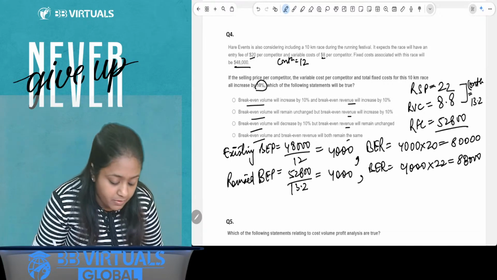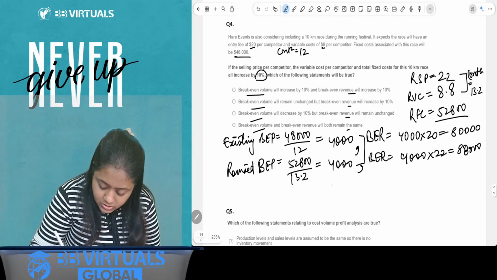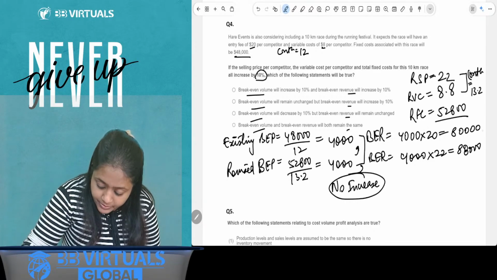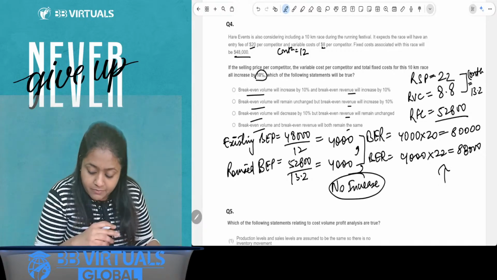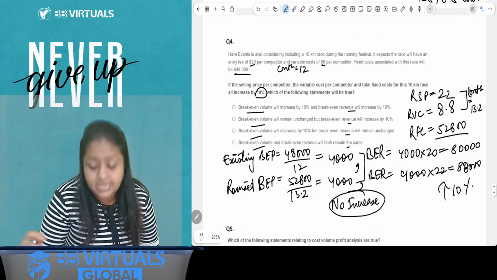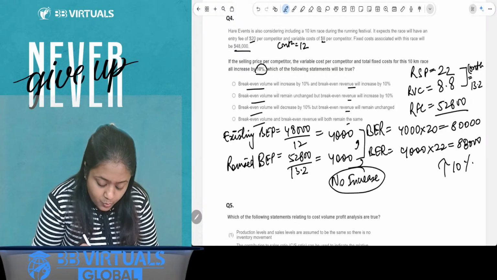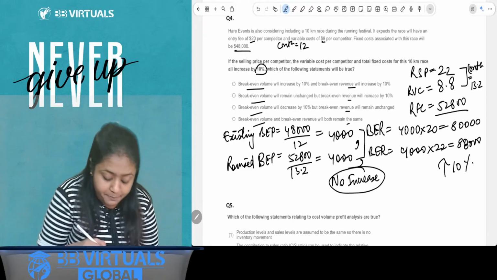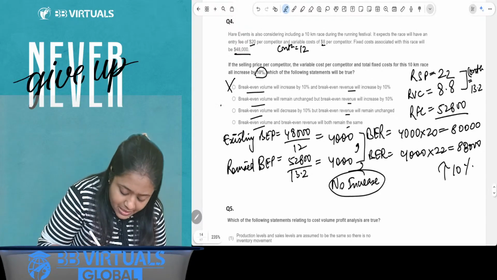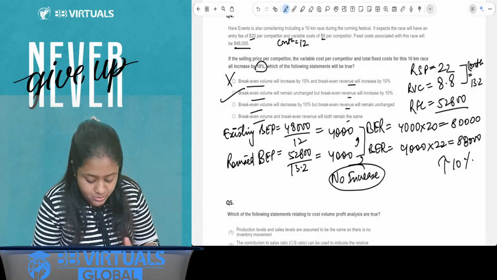Okay, so we have got the break-even point and break-even revenue. Now just see what is the increase in volume. So there is no increase in volume. And what is the increase in break-even revenue? Let's do 8,000 divided by 80,000 multiplied by 100. 10% increase in revenue. Now just see which option gives you this correct answer. Break-even volume will increase by 10%? Wrong. Break-even volume will remain unchanged, but break-even revenue will increase by 10%. Absolutely correct. No need to look at other points also. Okay, let's go to the last one.